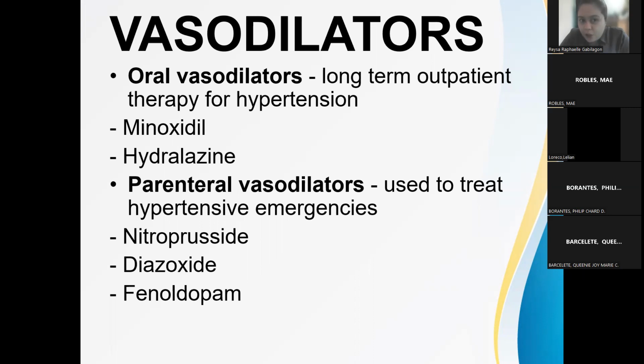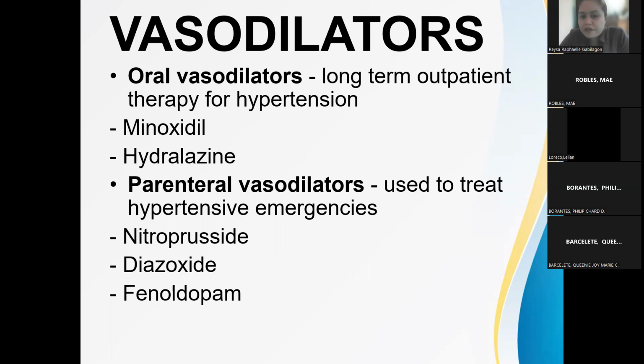Here, the effect will be directly on the smooth muscle of the blood vessel. So we can also call them direct vasodilators. Now we classify them into two, oral and parenteral. Oral, of course, is given orally. This is what we use as a maintenance drug, for long-term outpatient therapy for hypertension. Examples are minoxidil and hydralazine.